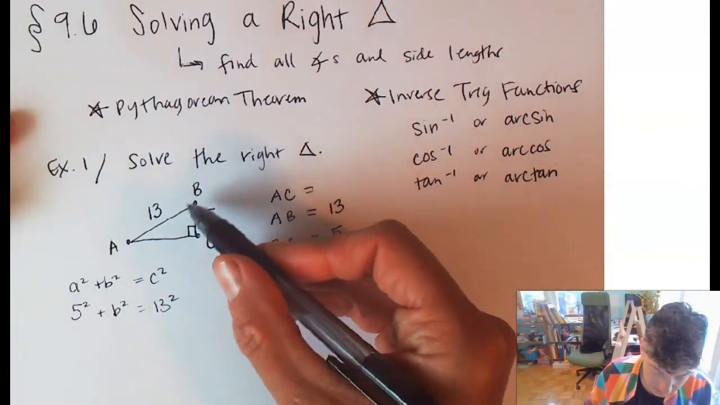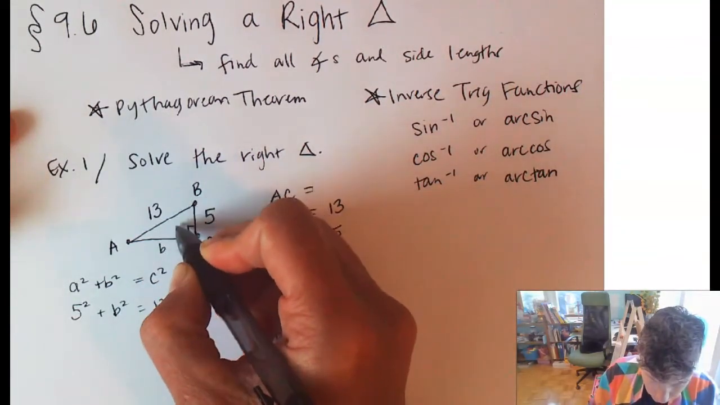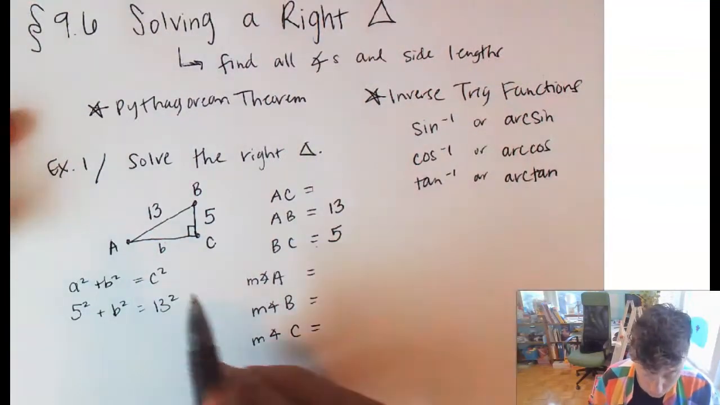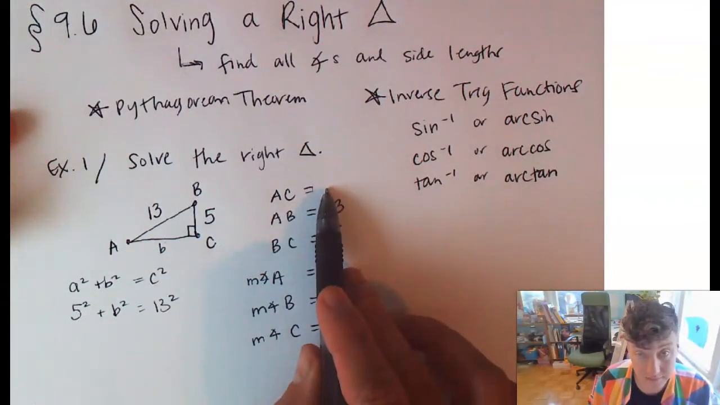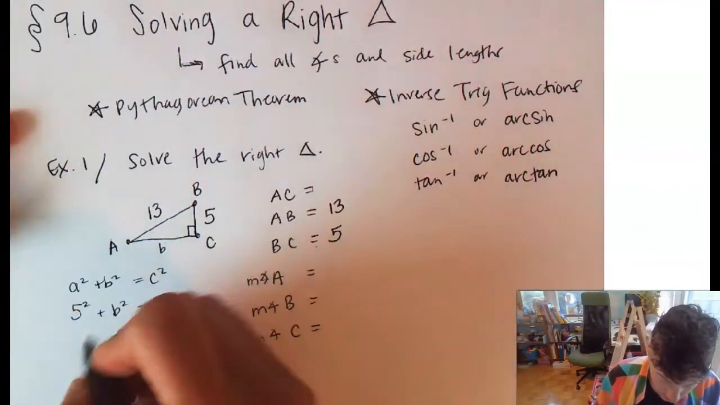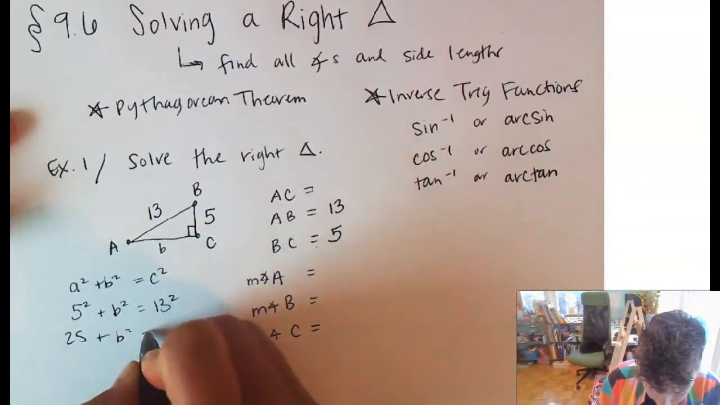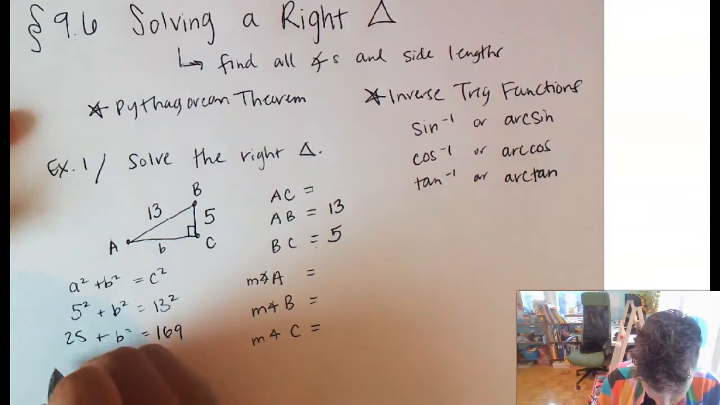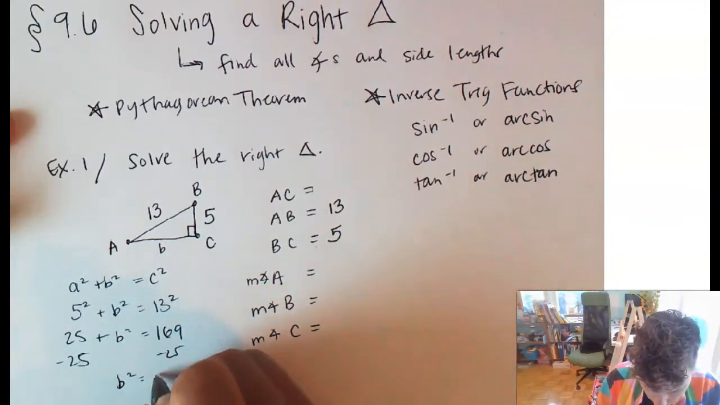Again, the b this time is across from angle B. That'll be the side length, which will be the same as side AC. Right, AC will be the b we're solving for here. So 5 squared is 25 plus b squared equals 13 squared is 169. Subtract 25 on both sides. And we get b squared equals 144.